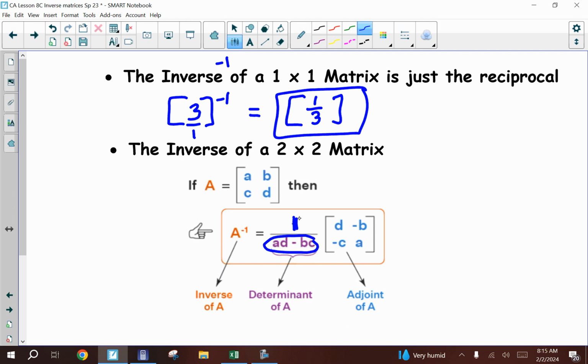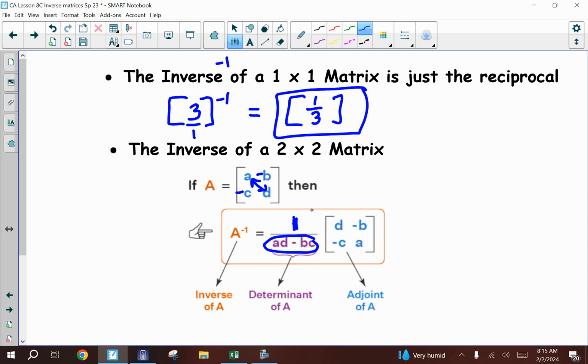And then you have to do the adjoint of A. Now, I don't care about the vocabulary. I just want you to notice the pattern. The pattern is you have to switch places between these two numbers, so they flip-flop, and then B and C stay exactly where they're at. You just flip their signs.